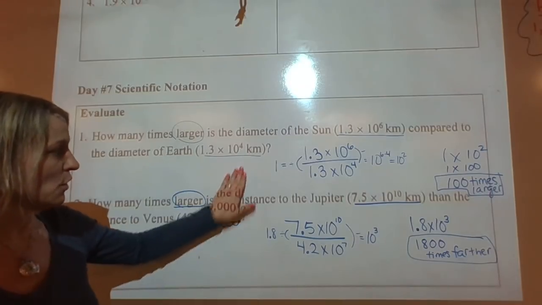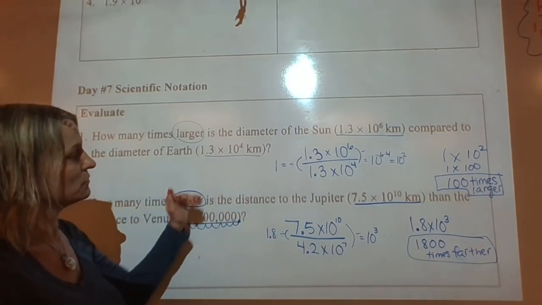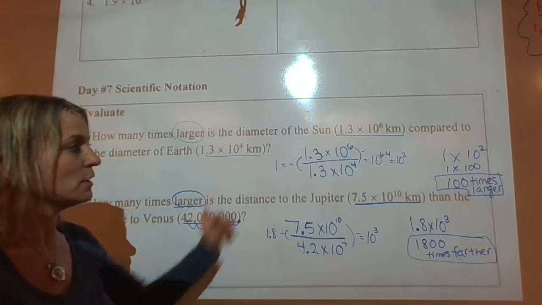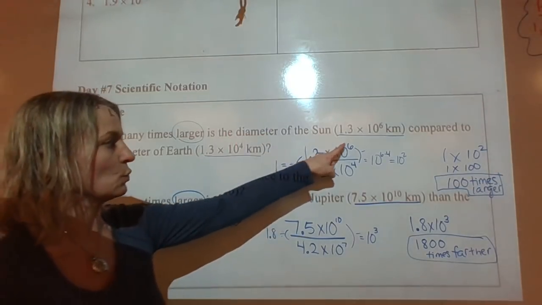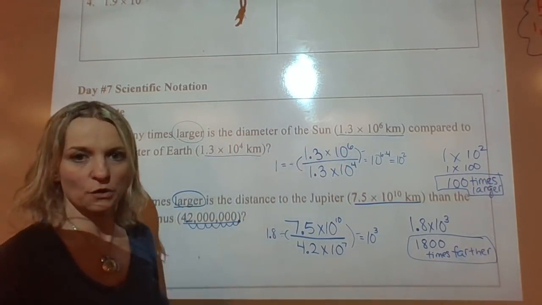And that's it. So when you want to compare two numbers in scientific notation, how many times bigger one is versus the other, you just simply divide them and then use your rules with your exponents, divide your coefficients there.